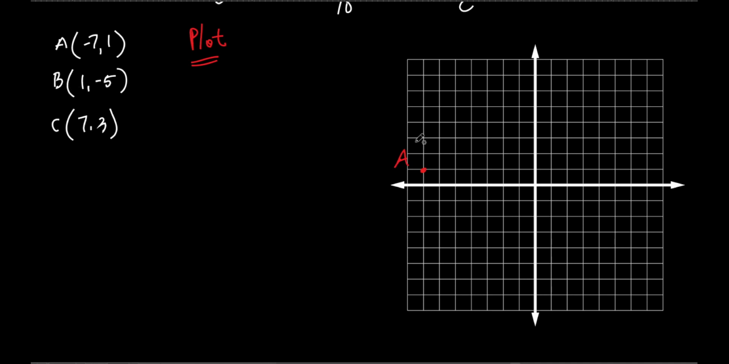Point B is 1, -5, so 1, -5. 1, 2, 3, 4, 5. That's point B. And then C is 7, 3. So 7 goes to here, and then 1, 2, 3. That's point C. What are we going to do with those 3 points, do you think? Connect them. And we're going to make a what out of it? Triangle out of it. That's exactly right. So let's do that.